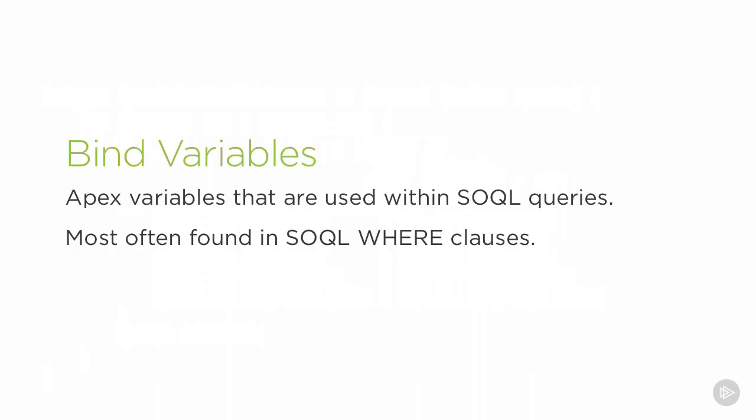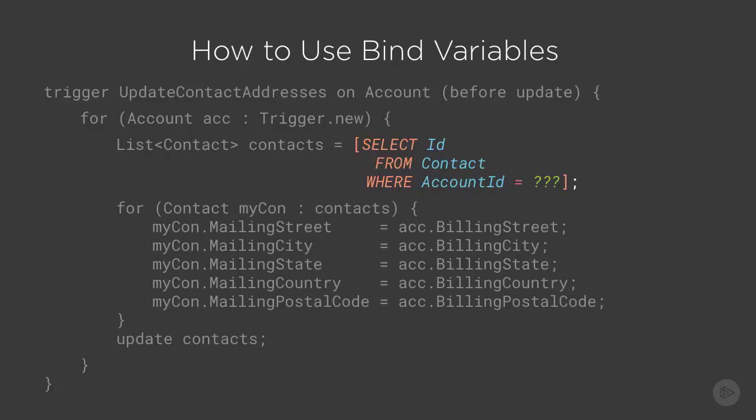That's where our second technique, bind variables, come in. Bind variables let us use Apex variables inside SOQL queries. It gives us that ability to make our query dynamic. And the vast majority of the time, we'll use bind variables inside where clauses to give us just the right records we need at just the right time. Here's how bind variables work.